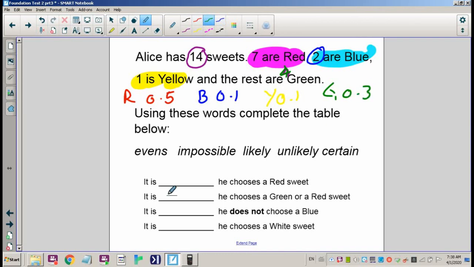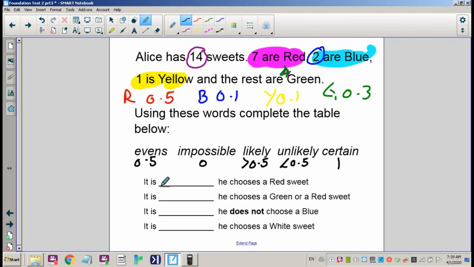Now, let's answer this question, or these questions. It is blank. He chooses a red sweet. Well, these words, evens, impossible, likely, unlikely, and certain, are associated with these decimals. If something is evens, its probability is 0.5. If something is impossible, its probability is 0. If something's likely, it's bigger than, we'll come back to that symbol here, it's bigger than 0.5. If it's unlikely, it's less than 0.5, and if it's certain, it's 1.